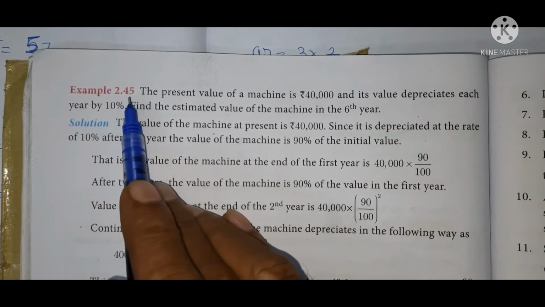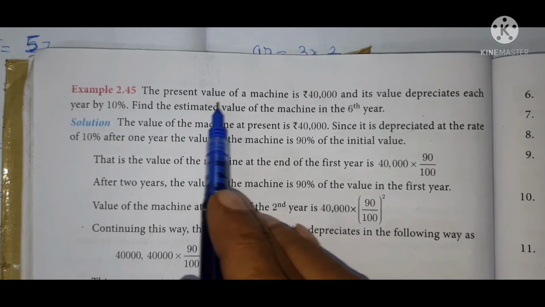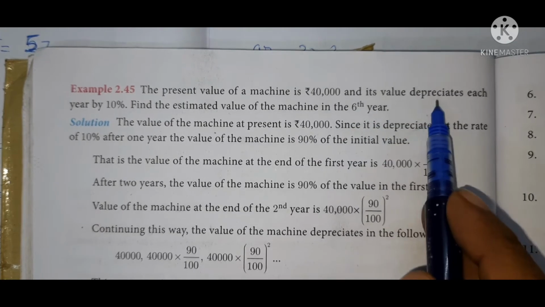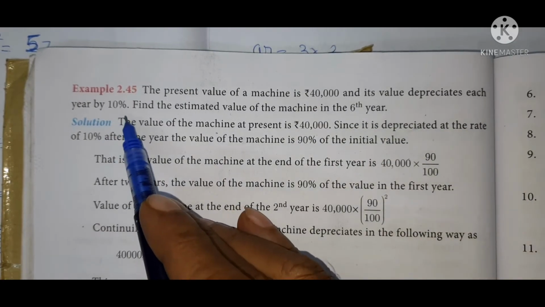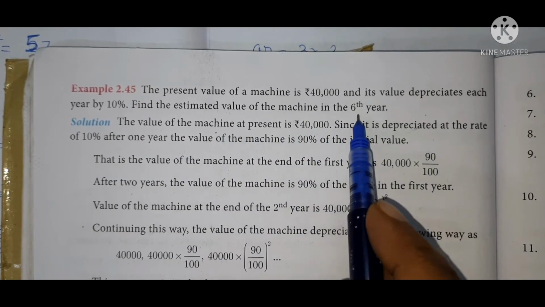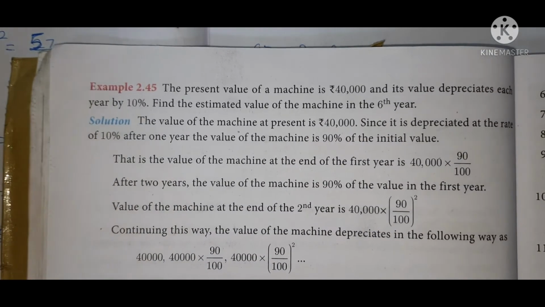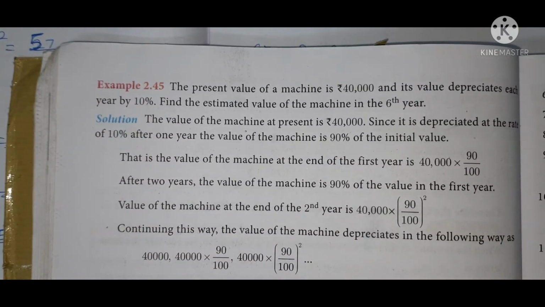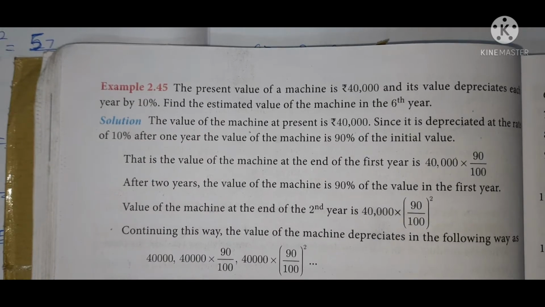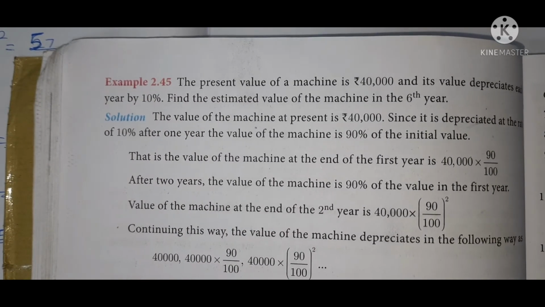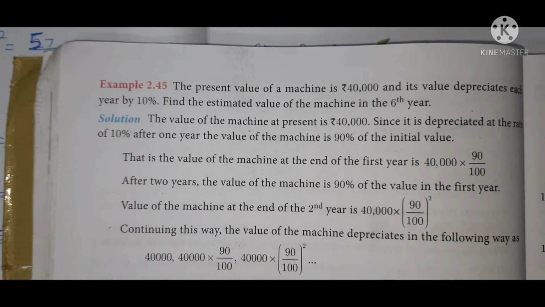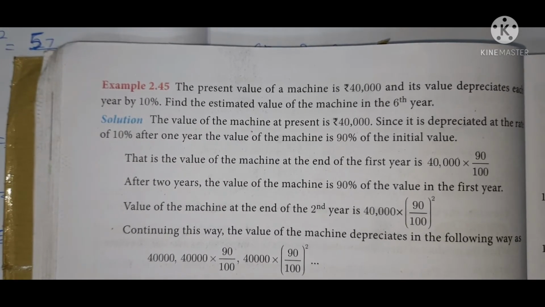Example number 2.45. The present value of a machine is rupees 40,000 and its value depreciates each year by 10%. Find the estimated value of the machine in the 6th year. Given the present value of the machine is rupees 40,000. Every year it depreciates at the rate of 10%.